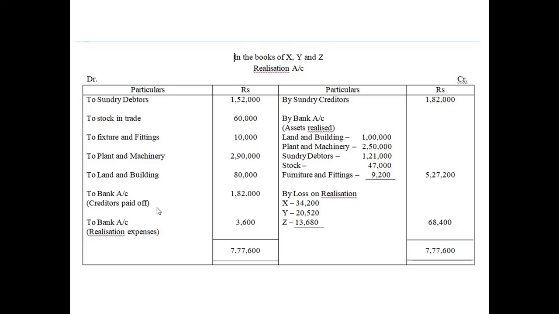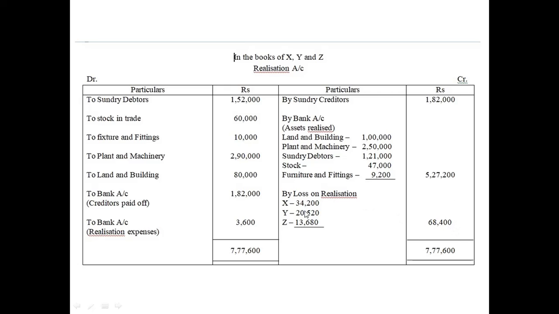Now find the total. Find the total first. Which side will be more? You have to look at the total amount. It can be the credit side total or the debit side total. Whichever is the higher amount, write it as total. In this case the debit side total is more, which is 7,77,600. The difference or the balance is appearing in the credit side. This balance which is appearing in the credit side is your loss on realization.